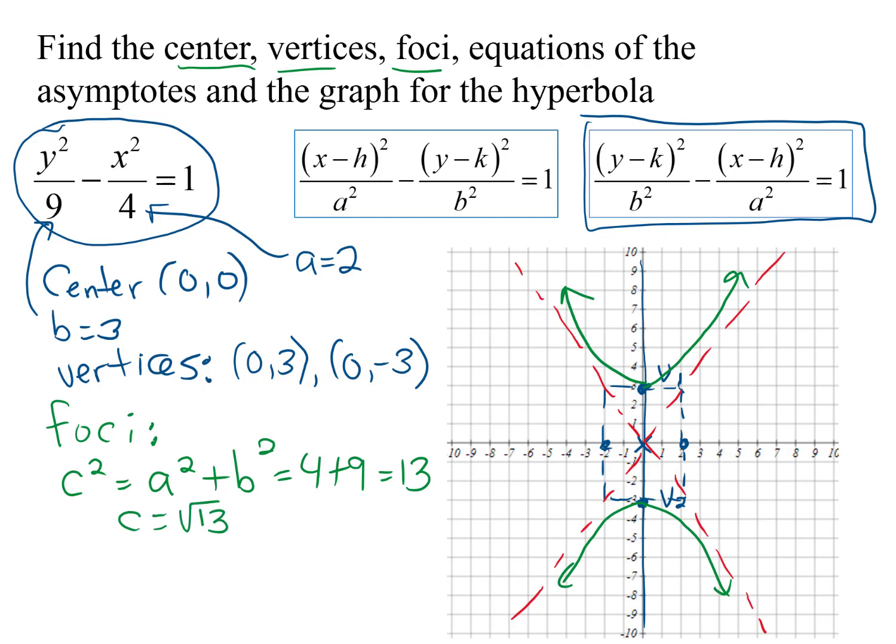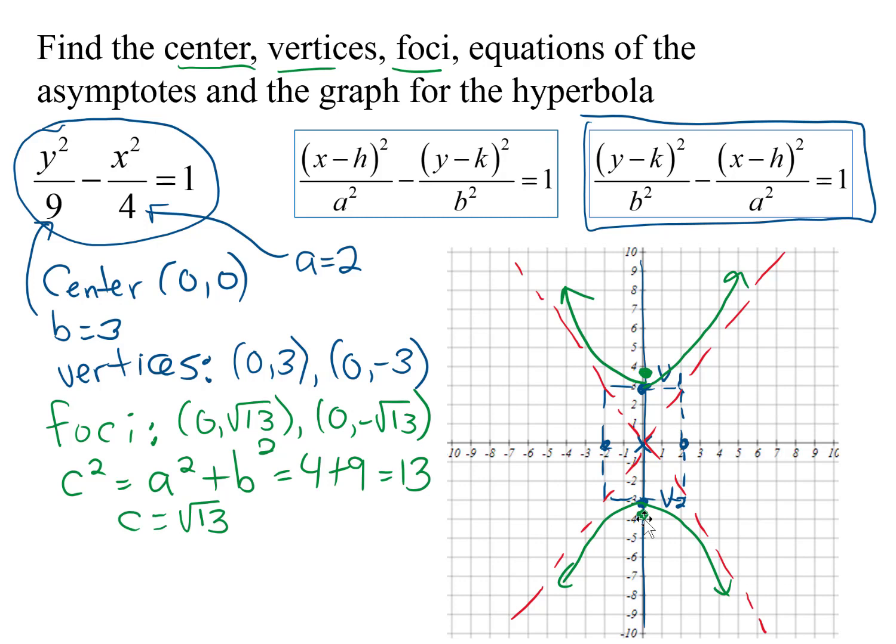So we're going to move the square root of 13, which is about 3.6 along the transverse axis, and there's our first focus. So that focus is at 0 and square root of 13, and then we're going to move the other direction by square root of 13, and about 3.6 down here is the other focus. So that's at 0 and negative square root of 13.